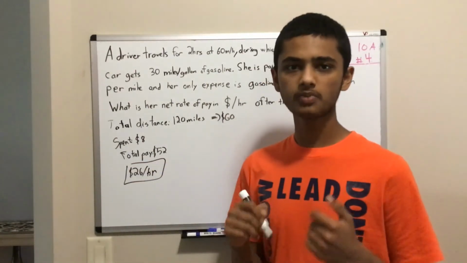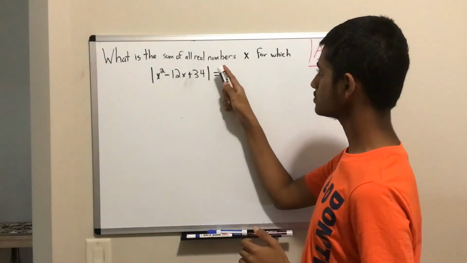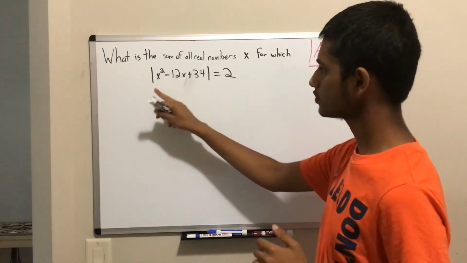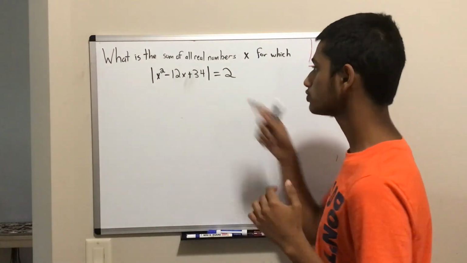So now let's move on to problem number 5. So here's problem number 5. What is the solution for all real numbers x for which the absolute value of x squared minus 12x plus 34 is equal to 2?